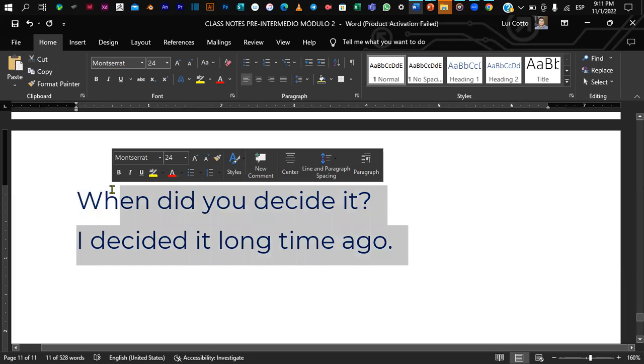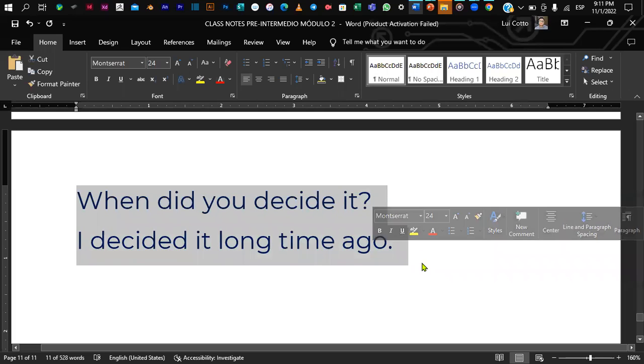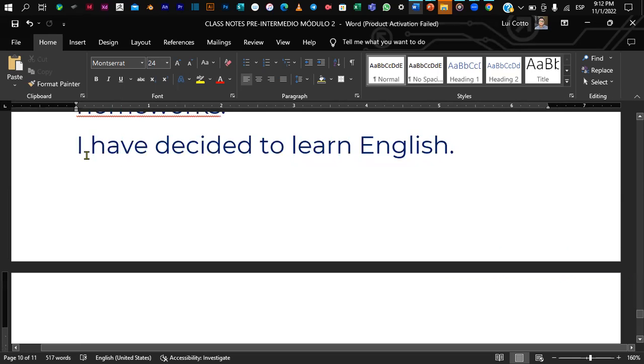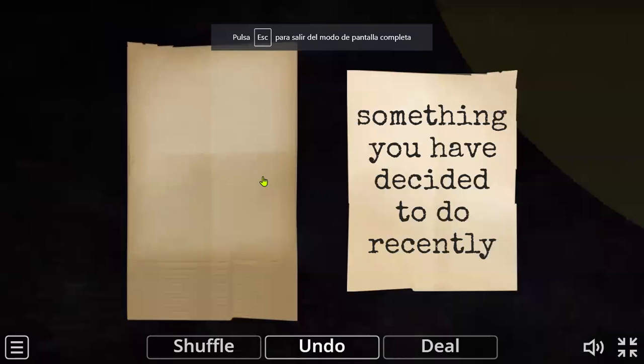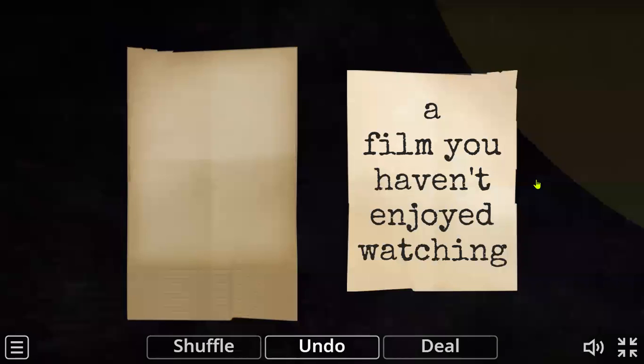Now you are giving your answer using the simple past tense, and that is correct. But when you have questions with a simple past, but if you don't have, no problem. You can continue with the present perfect. All right, good. And next card. A film you haven't enjoyed watching. Okay, a film or a movie. Film is movie.